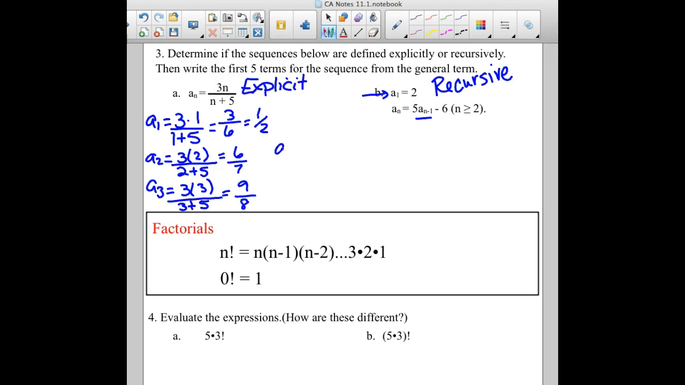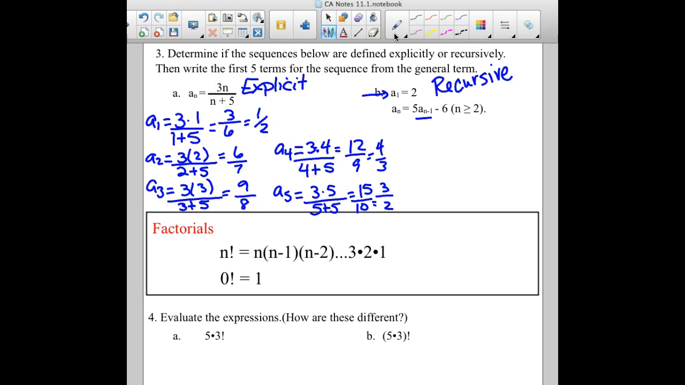My fourth term, 3 times 4 divided by 4 plus 5. All right, and I get 12 divided by 9. We could reduce that to 4/3. And my fifth term, I have 3 times 5 over 5 plus 5. We get 15 divided by 10, or 3/2 if we reduce.